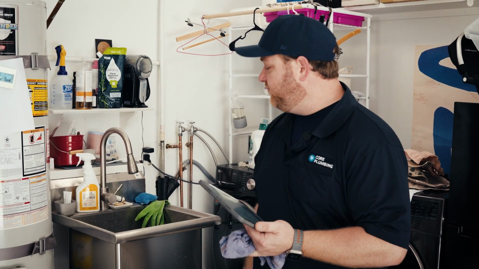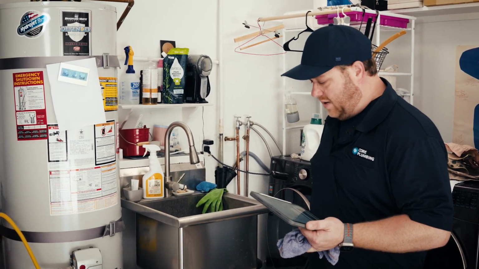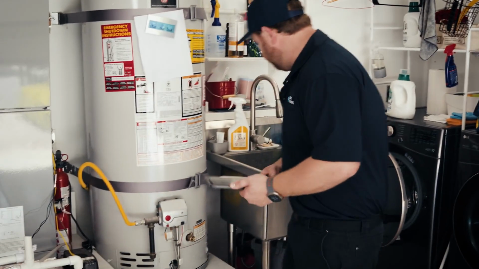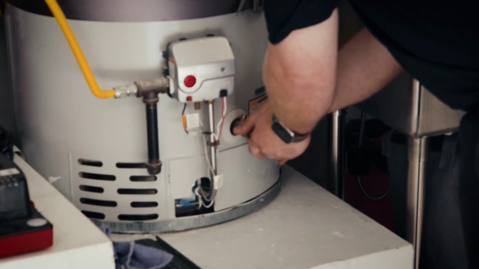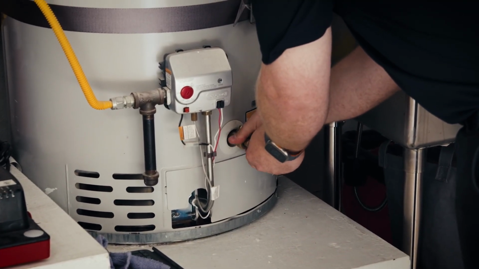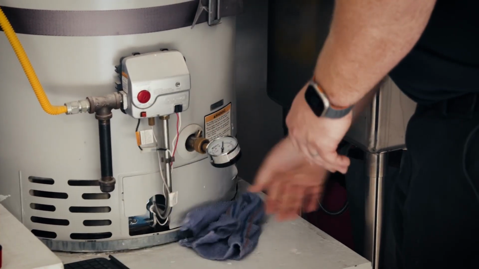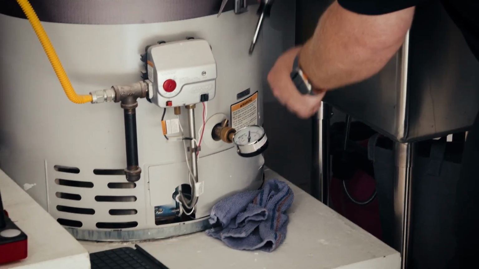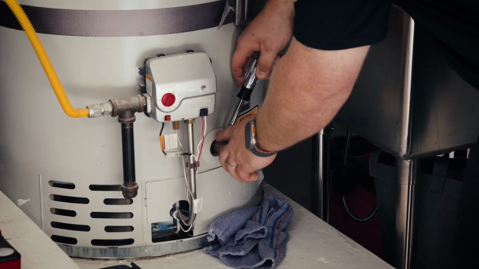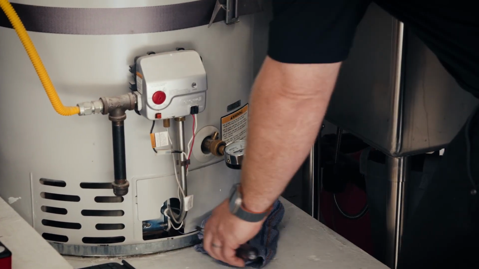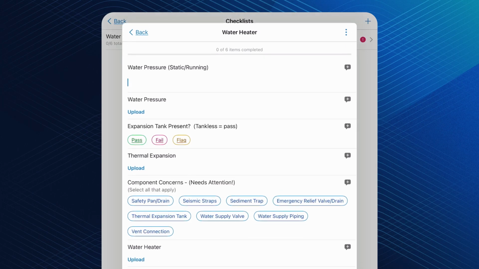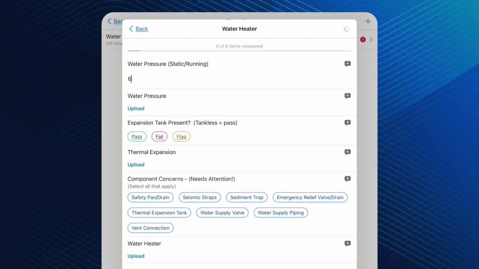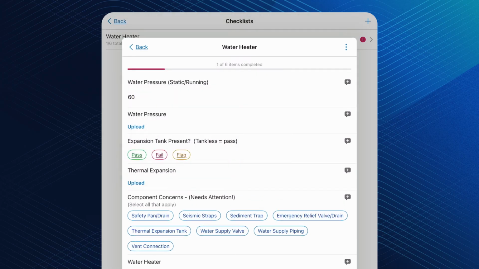So here we are at the water heater. Anytime we have problems with erratic behavior, oftentimes pressure is going to be the cause for that. So let's go ahead and get started with some initial troubleshooting. And we're going to test the water pressure, and we'll go ahead and take a photo of that here. So here we can see that static water pressure is at 60 pounds, and I'm going to add a photo in my checklist.